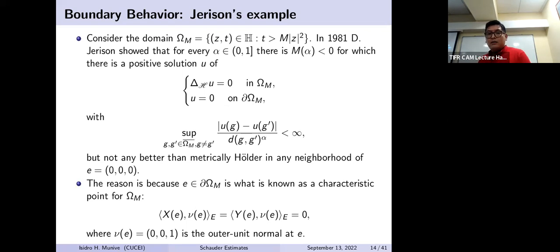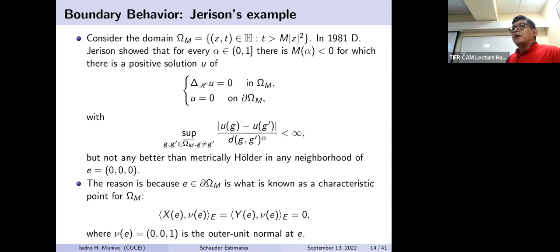I've mentioned some works of David Jerison, and this is a very important contribution in this subelliptic setting. He was working in the 80s, and he came up with this example. He considered this paraboloid, okay? And he showed that given any exponent alpha, you can cook up a non-negative constant m for which there is a positive solution in this domain, okay? That cannot be better than this, so you cannot expect more regularity near this point, okay?